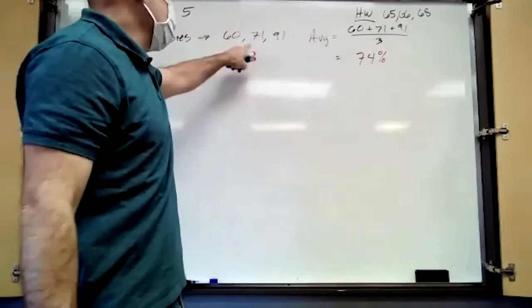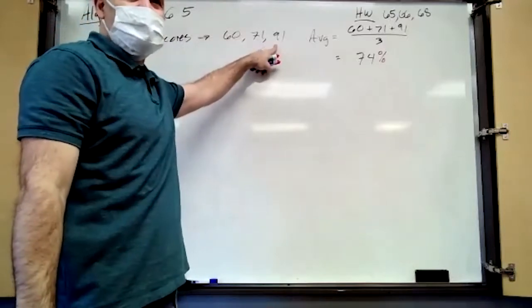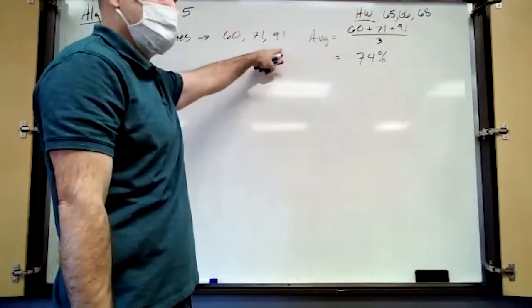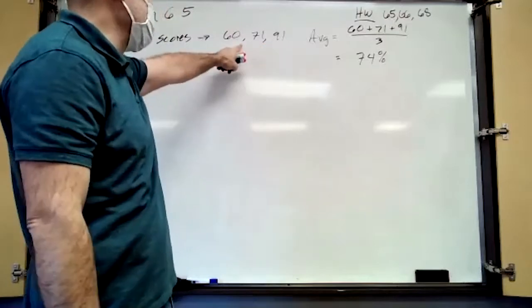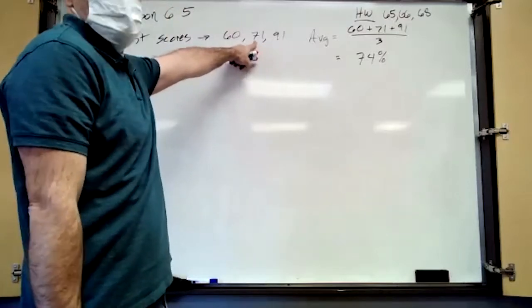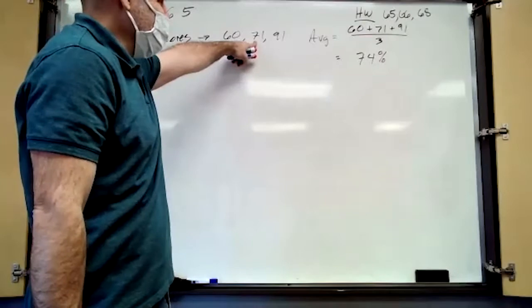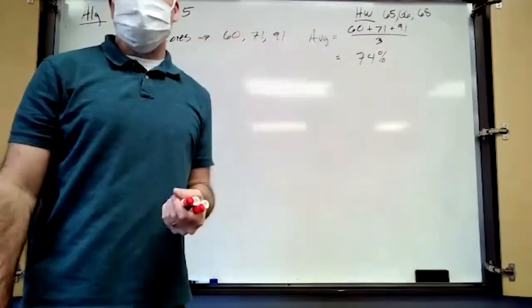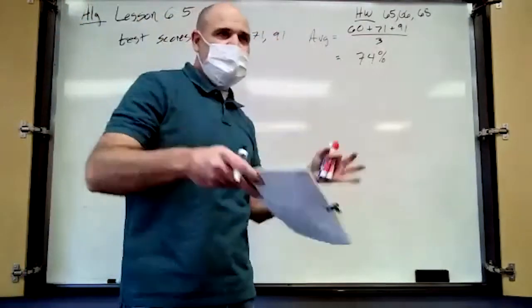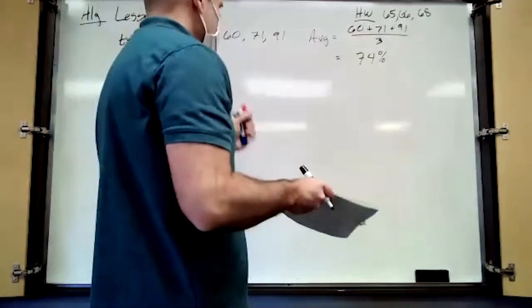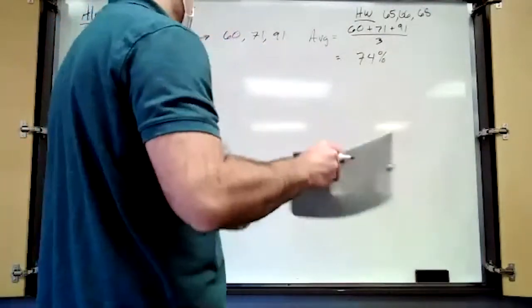Okay, so then you get 74, which kind of makes sense. If you meet halfway in between 60 and 90, that's like 75. But then that one wasn't quite 75, so it brought it down a little bit to 74. So you can kind of see where the average goes.